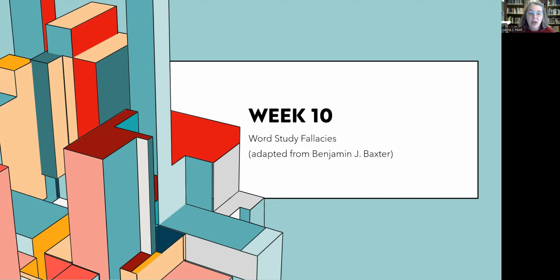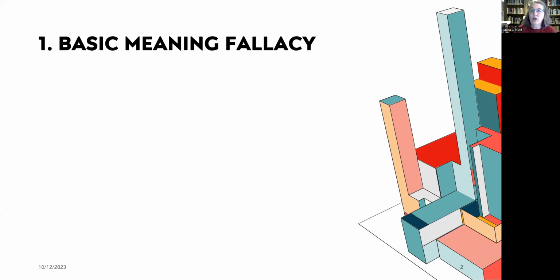So the first fallacy is called the basic meaning fallacy. This is the assumption that every word has one basic meaning that exists in every context in which it's used, and words just don't work that way. One way that sometimes manifests itself is people think that every word that has that root in it has to be somehow related to that basic meaning.